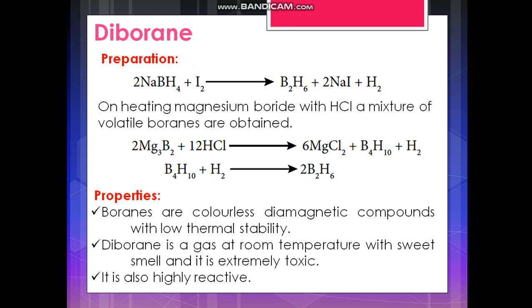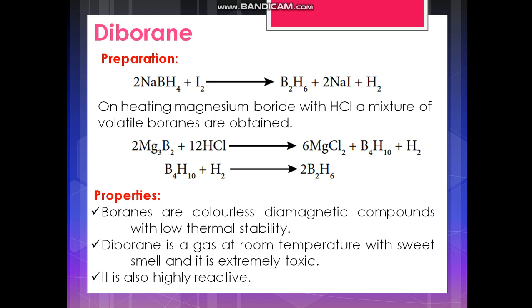The next important topic in this p block element is diborane. As we have discussed earlier, diborane can be prepared by the action of metal hydride with boron halides, which is used for industrial production. Diborane can also be obtained in small quantities by the reaction of iodine with sodium borohydride in diglyme. NaBH4 + I2 gives B2H6 + 2NaI + H2.